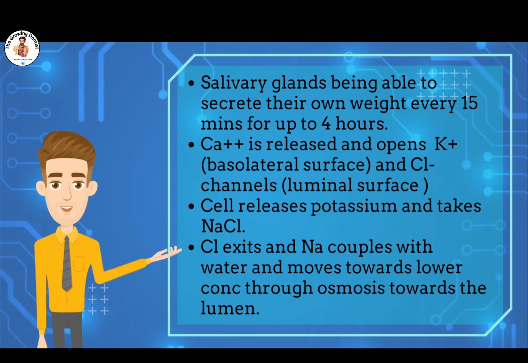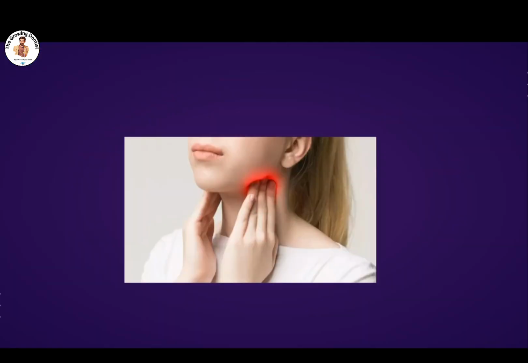Potassium is released from the cell, but in compensation uptake of sodium and chloride occurs. Chloride exits through the channel at the luminal surface, and thus maintains a balance. Sodium couples with water and moves towards lower concentration through osmosis towards the lumen. Thus, according to appropriate stimulation, the water influx into the lumen varies.